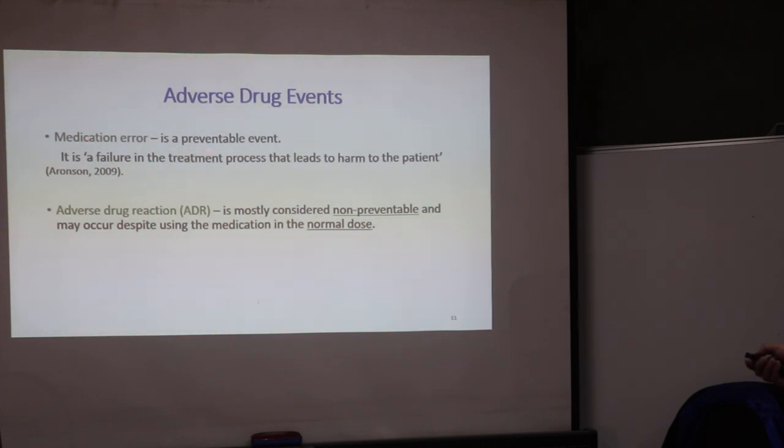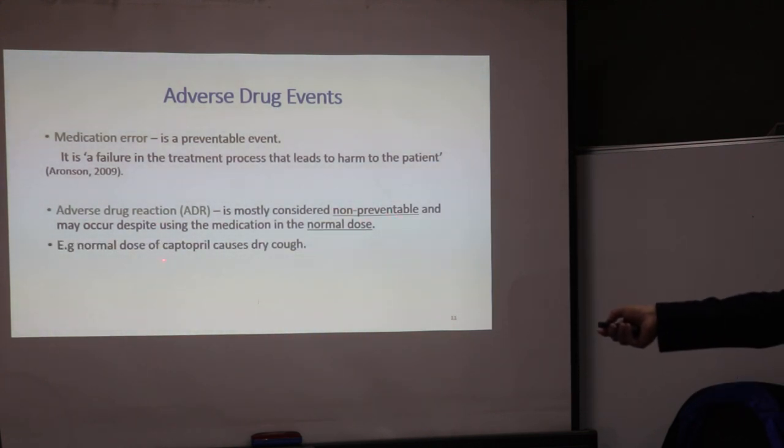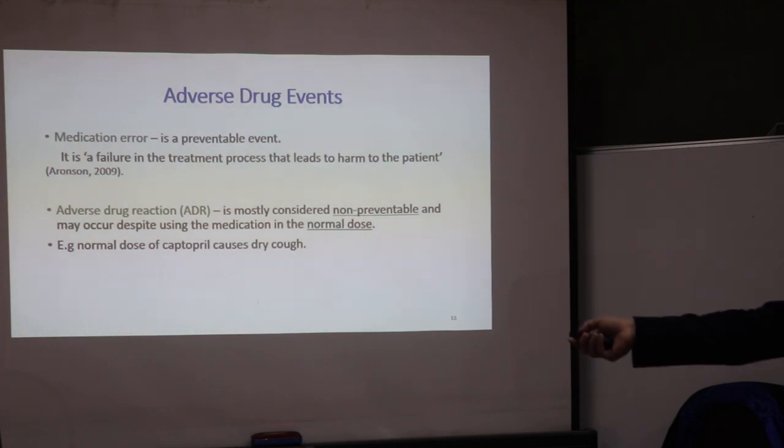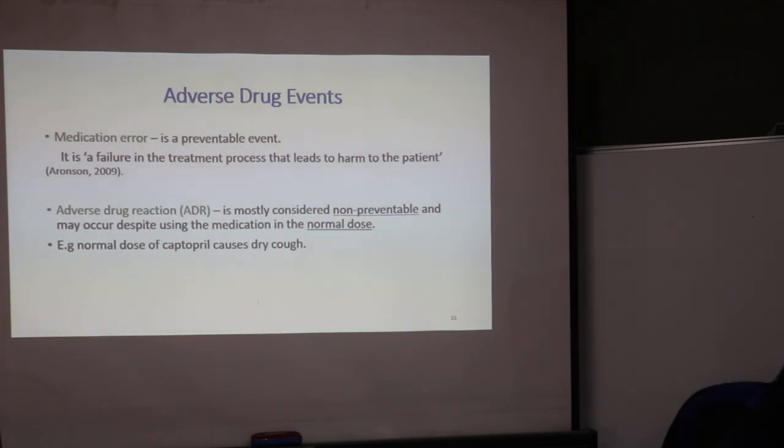A medication error is a preventable event, so let's prevent this. It's a failure in the treatment process that leads to harm to the patients. So it's a failure in the process. An adverse reaction is mostly considered non-preventable, and it happens even at the normal dose, such as a normal dose of captopril causing dry cough. So it's non-preventable; adverse reactions happen even at the normal dose.